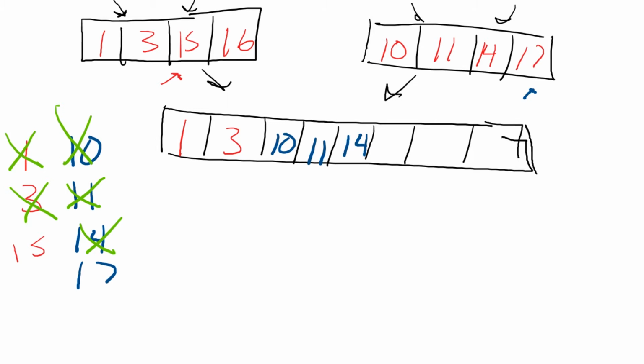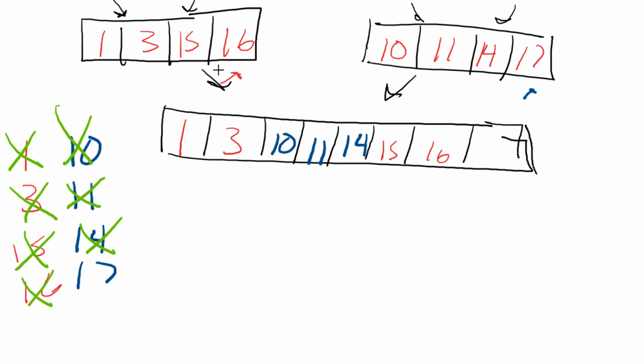And so then we do a comparison on the left side. Well, the 15 is now the smallest, so the 15 goes in here, cross out, move. Now we have 16 versus 17. The 16 is the smallest, so the 16 gets placed here. It gets crossed out, and then the cursor moves on.